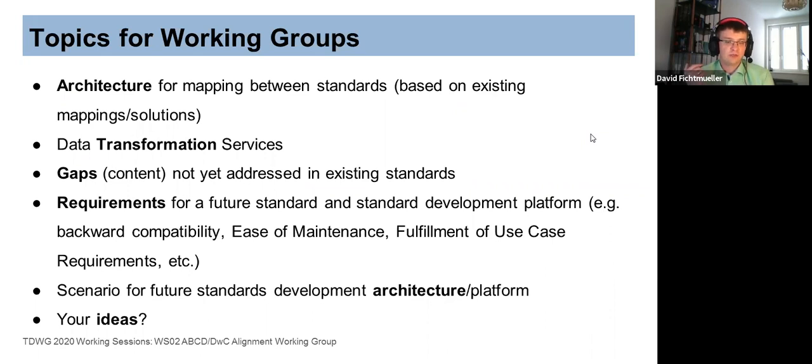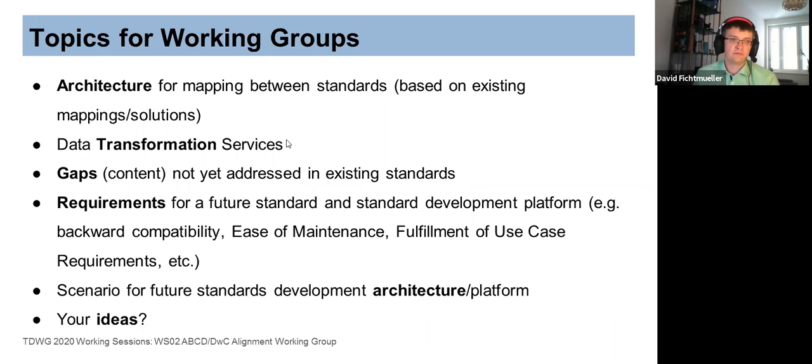So what would be a good architecture to have those existing mappings and make them easily accessible to all users who are interested? Would the TDWG website be a good place for this? Should this just be a table, or should there be a more complex approach? So those are questions to think about. And as I said before, in the Google document, we have the link to the SPARQL service with the mappings of ABCD 3.